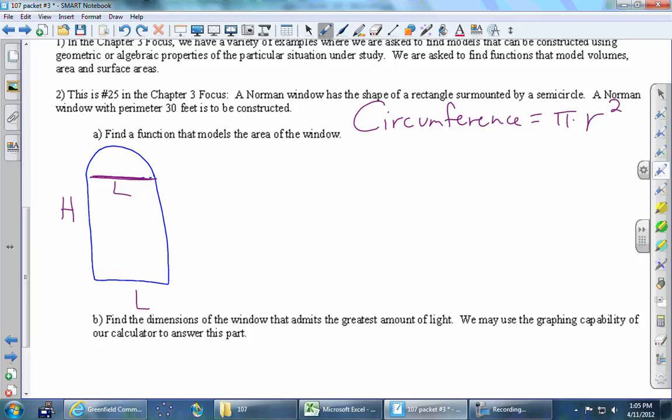Is that right? Circumference is pi r. What do you say, Joe? Pi times 2 times r. Yeah, we've got both formulas that are important up here. One is circumference, one is area.